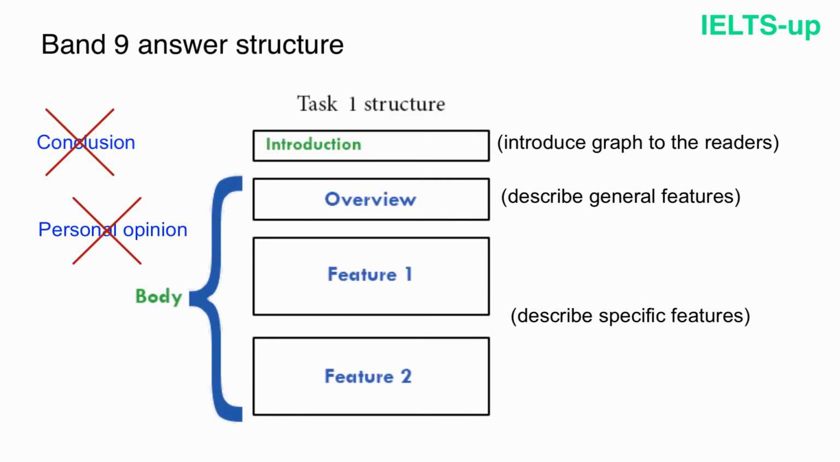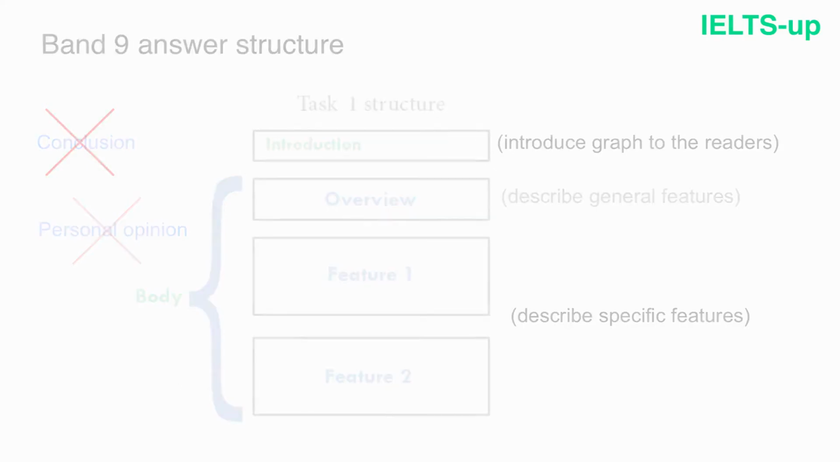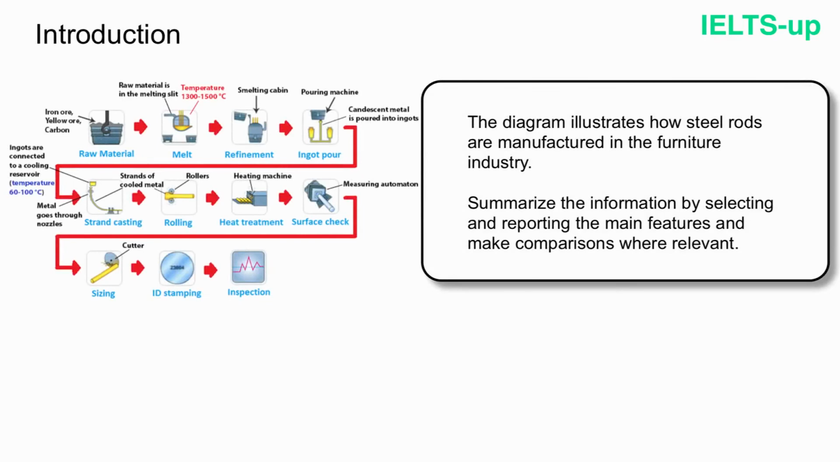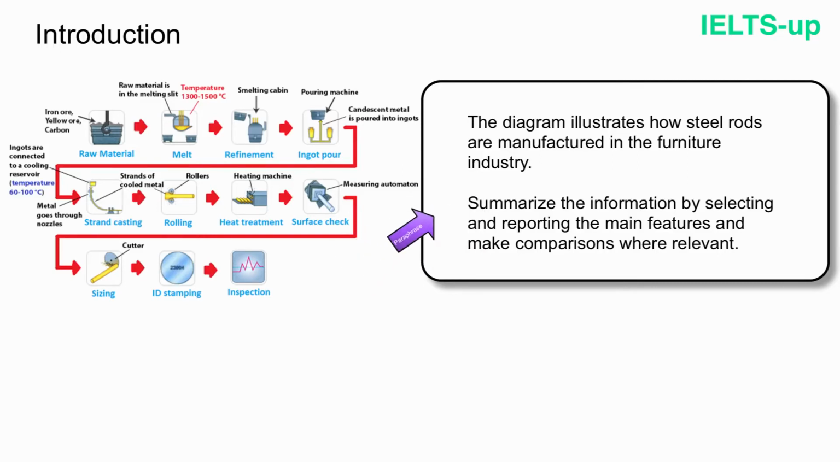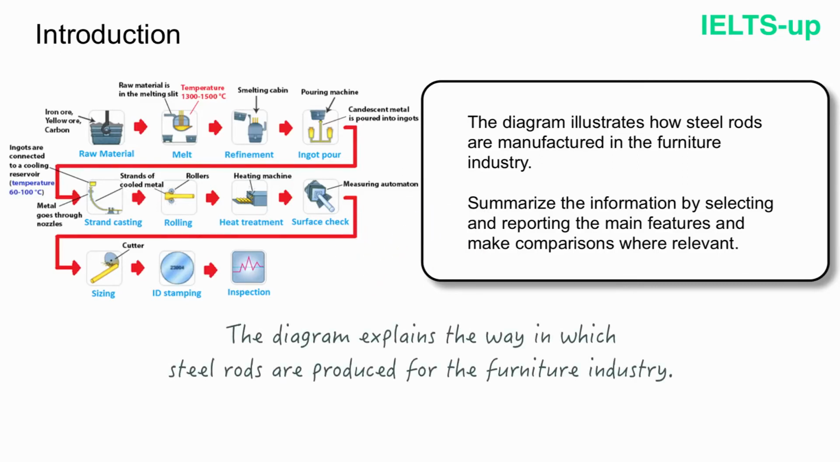Well, enough generalities, let's start writing our band 9 answer. The first paragraph you need to write is your introduction. For the introduction, you need to paraphrase the topic in your own words. So, instead of writing, the diagram illustrates how steel rods are manufactured in the furniture industry, you need to write a paraphrased version of that sentence. Here is how I wrote it. The diagram explains the way in which steel rods are produced for the furniture industry.